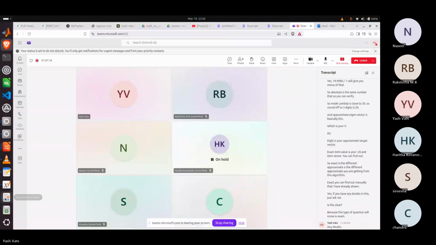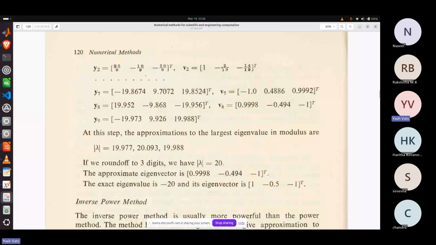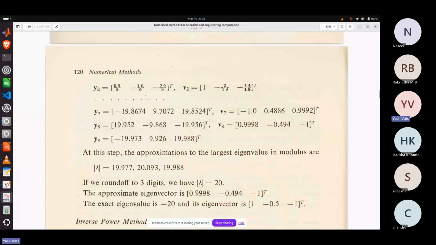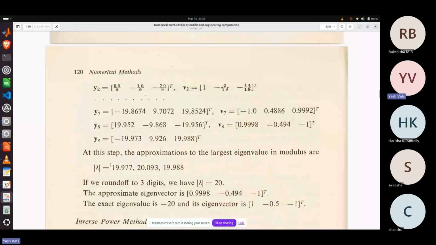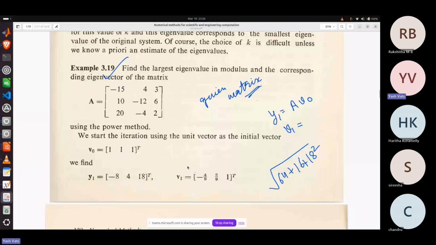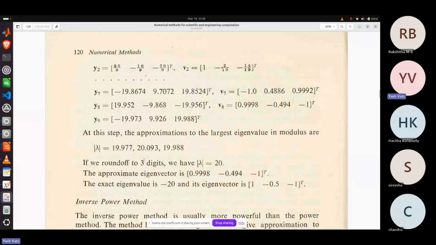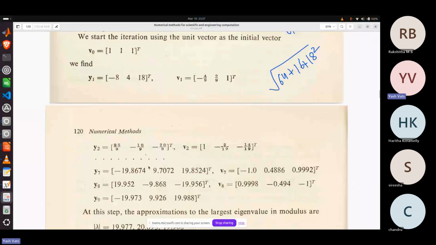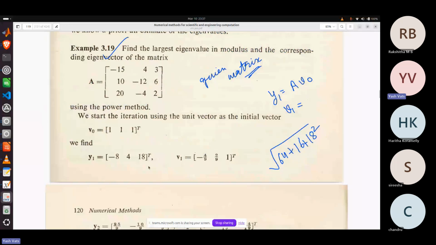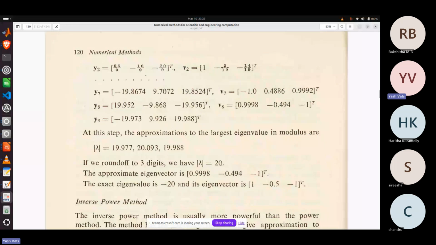Okay, if this is clear, then you are better at finding the largest eigenvalue. So just remember that the power method gives you the largest eigenvalue of the matrix, and there is an assumption that all the eigenvalues of this matrix are distinct. So minus 20 is the largest eigenvalue of this matrix. It is giving the largest absolute eigenvalue basically. So 20 is the largest absolute eigenvalue of the matrix.